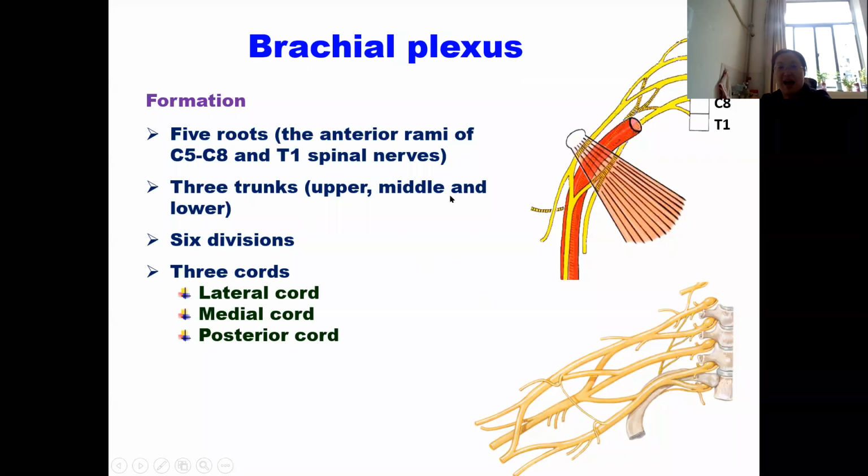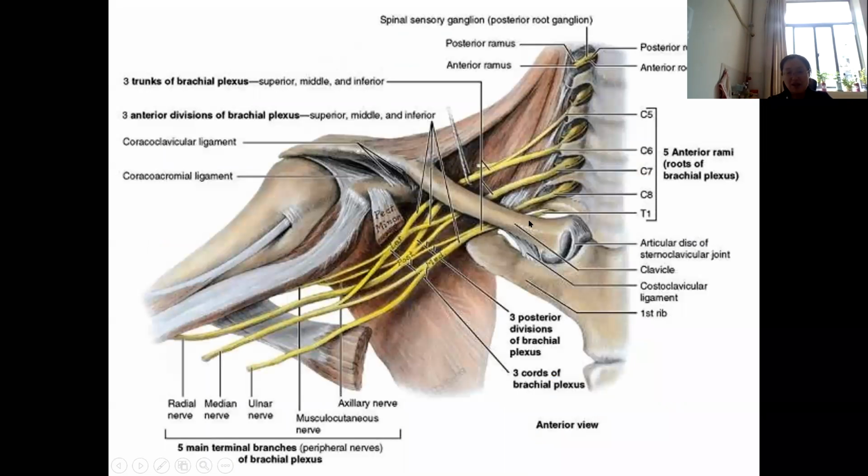So this gives you the term explanation. First, the formation: it is formed by the anterior rami of the spinal nerves of C5 to C8 and part of T1, and it is located within this region.